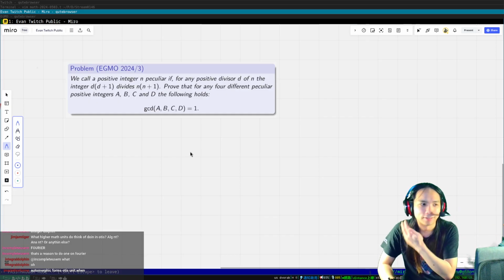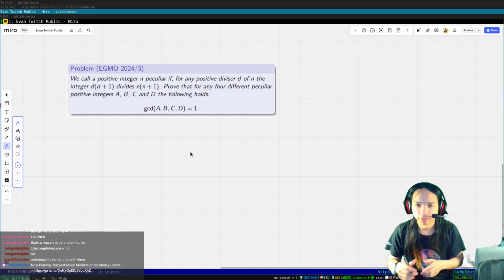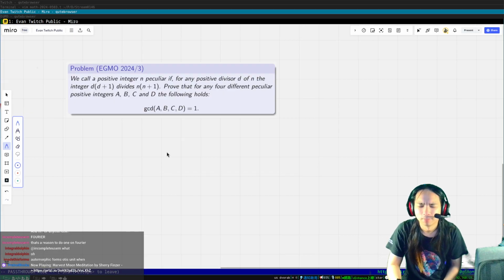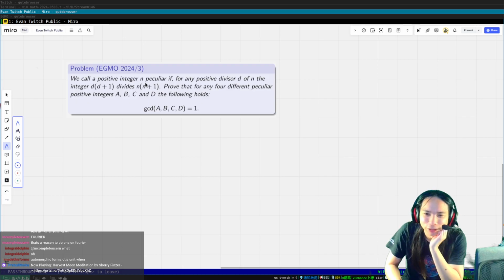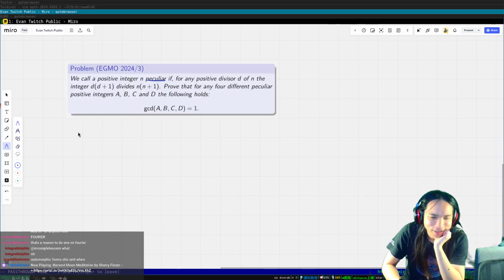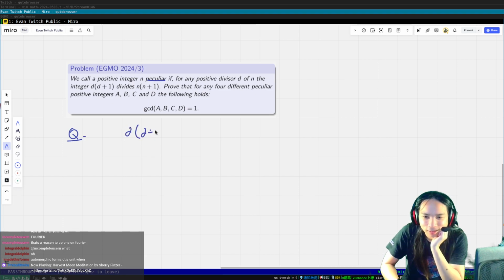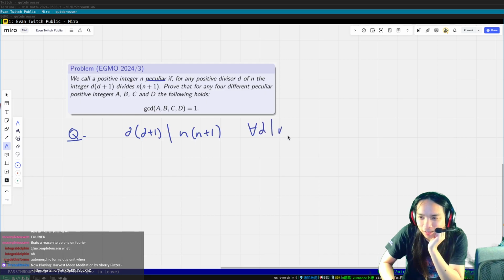Okay, welcome back. So this is problem 3 from the 2024 European Girls Olympiad. We say an integer n is peculiar if this property holds. And I have a feeling that we're pretty much just going to characterize all of them, because a, b, c, d are literally any four such numbers. So really, I think what this is asking is, when is this thing true for every d dividing n?